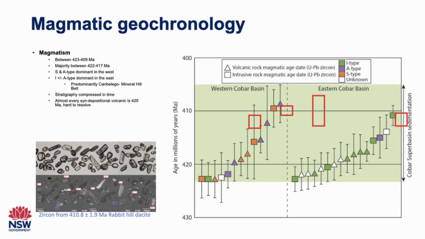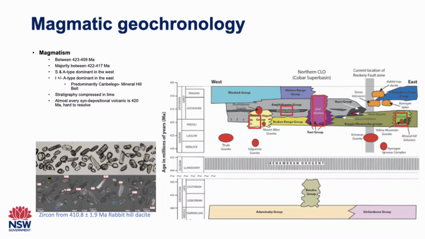So the majority are between about 420 and 417 million years. In the west of the basin, we have an S and I type association mostly. In the east, an I and A type association. But with that volcanism, we see that all volcanism, even the stuff in the lower parts of the sequence versus the volcanism higher in the sequence, basically everything comes back at 420 million years. So we've got a really compressed stratigraphy that we're actually finding hard to resolve geochronologically.